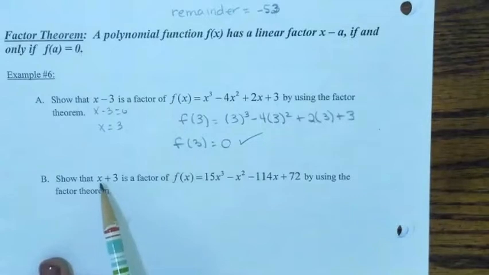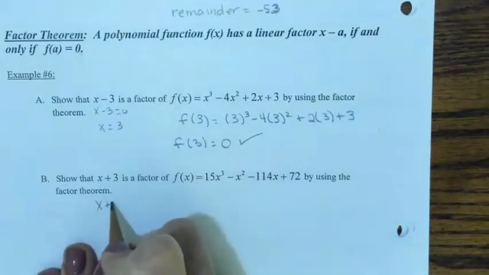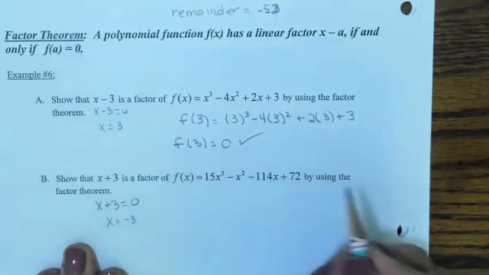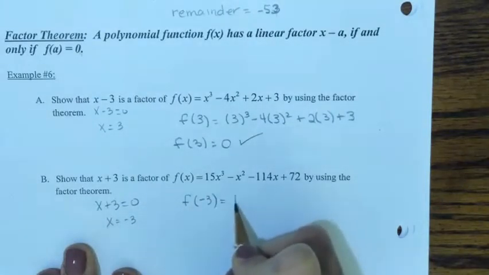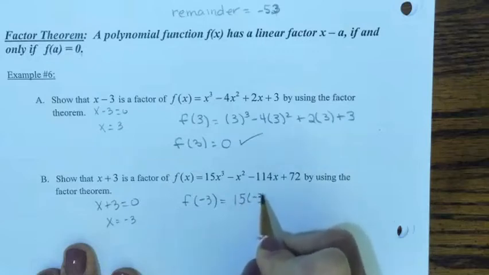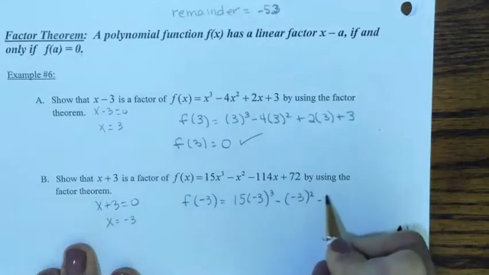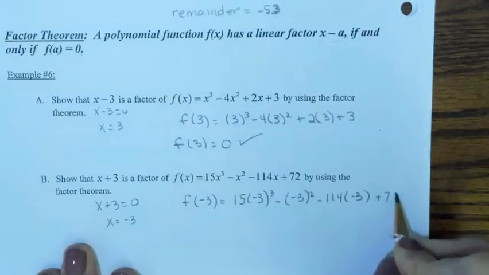All right, so I'm going to show that this x plus 3 is a factor of this polynomial 15x cubed minus x squared minus 114x plus 72. So again, I take my factor and set it to 0. So I get x equals negative 3. I prove that by replacing all my x's with negative 3 and showing that I get a remainder of 0. Again, parentheses are very important.